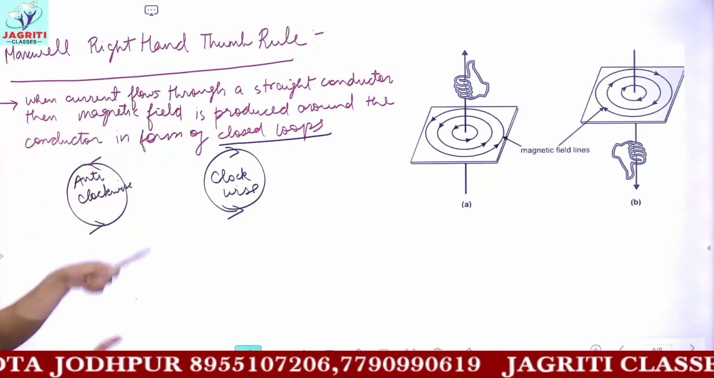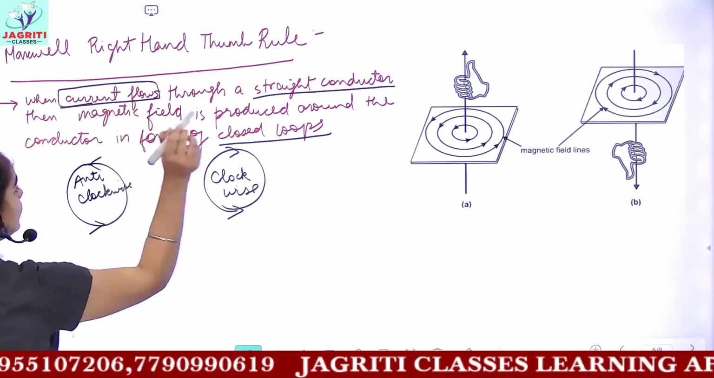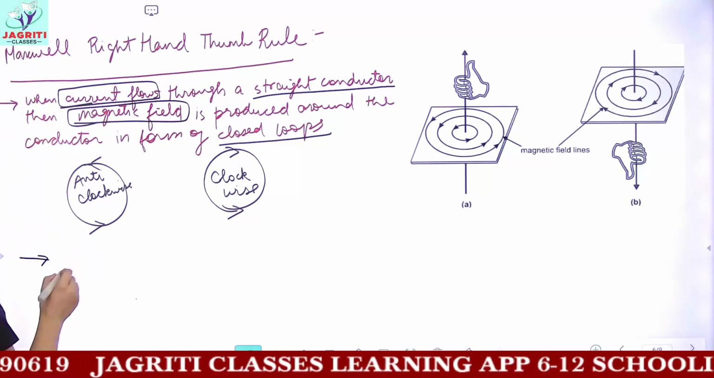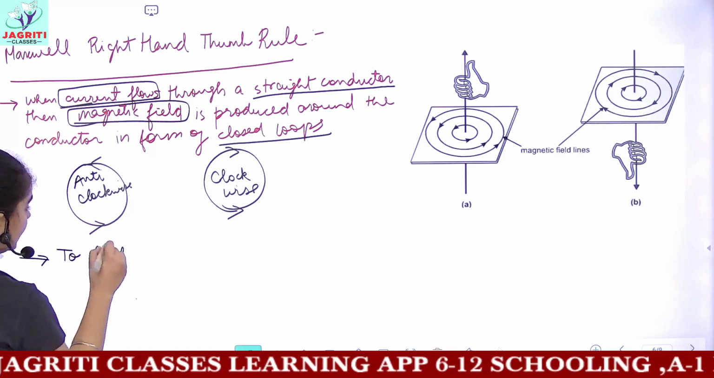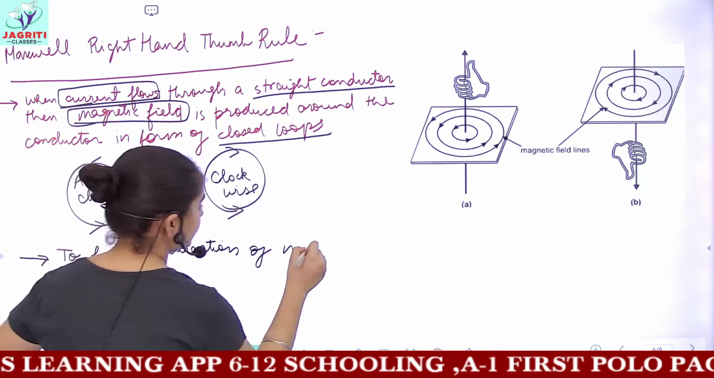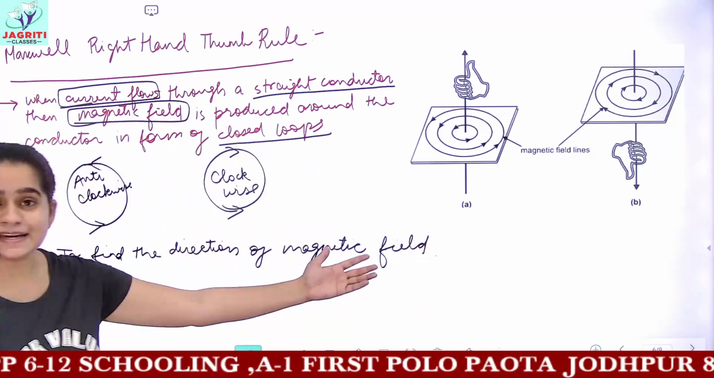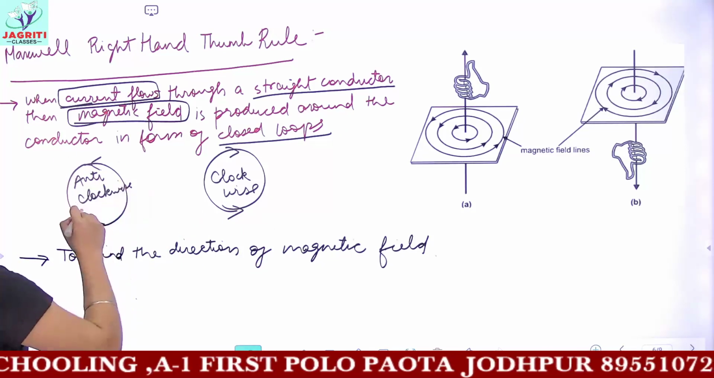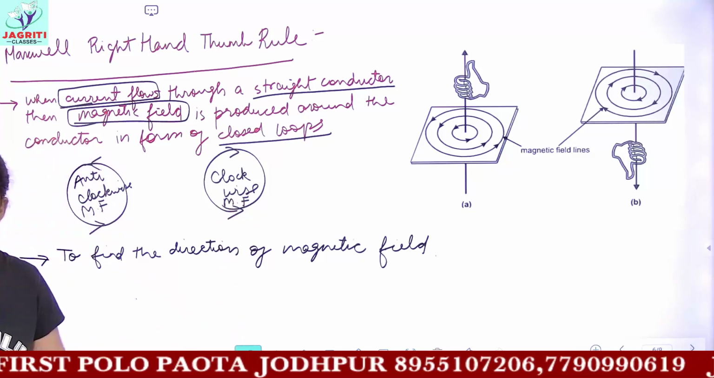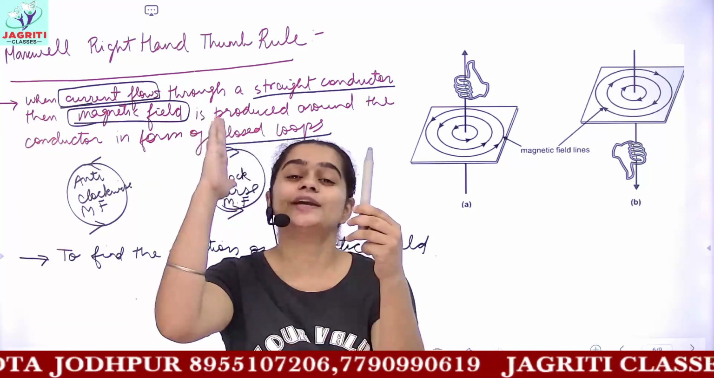So when you have a straight conductor and you have been given the direction of current and you have to find the direction of field, this rule is used to find the direction of magnetic field produced around a conductor. I told you the magnetic field can have two directions: it could be an anti-clockwise magnetic field or a clockwise magnetic field. So let's suppose this is the conductor. Right hand thumb rule means use your right hand.